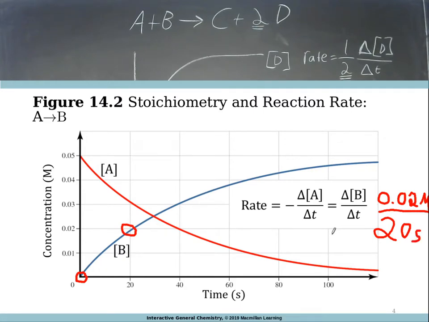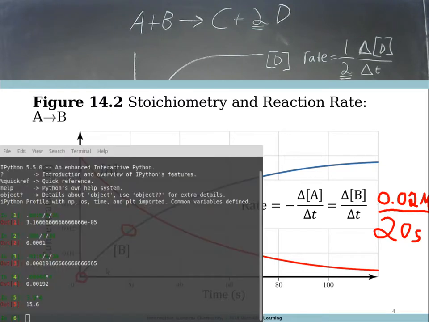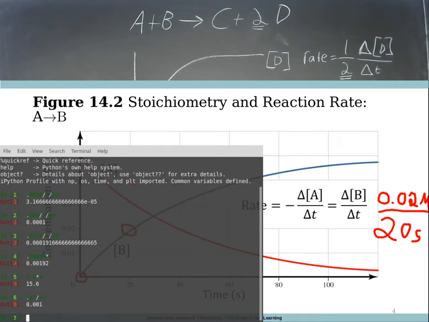20 seconds. And so let's go ahead and quickly put that number into a calculator. 0.02 divided by 20, and I'm going to get 0.001.